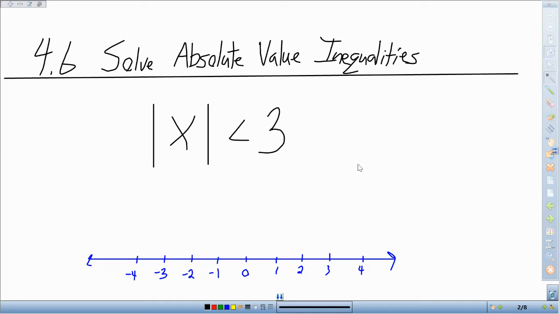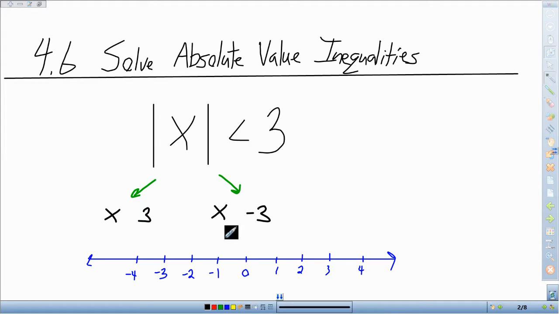We're still going to isolate the absolute value first, if it's not already, break it into the two inequalities, solve them, and then we'll have to graph them because they're inequalities. On this one, the absolute value is already isolated on this side of the inequality, so I'm going to go ahead and break it into the two inequalities. It's still going to be x and a positive 3 and x and a negative 3.